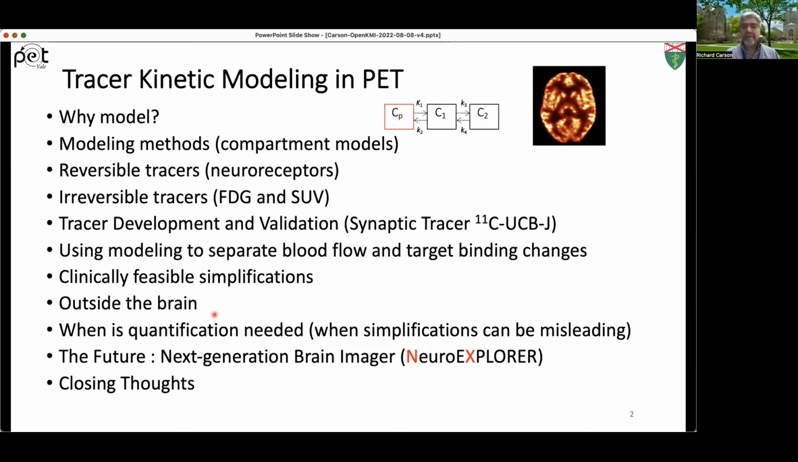And finally, I can't miss the opportunity with Terry and Ramsey involved here to talk about our next generation brain imager, what that might open up, and some closing thoughts there.